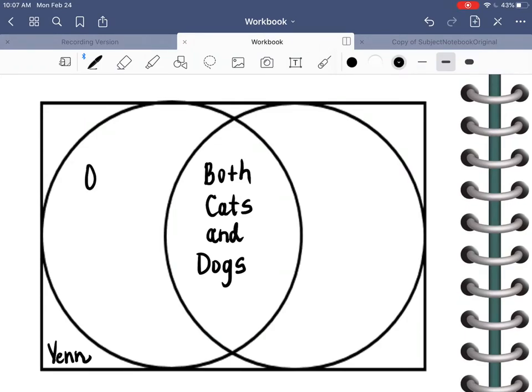And then this side I'm going to say is only for cats. And can you guess this one? Only for dogs. So in this Venn diagram, we are comparing cats and dogs.